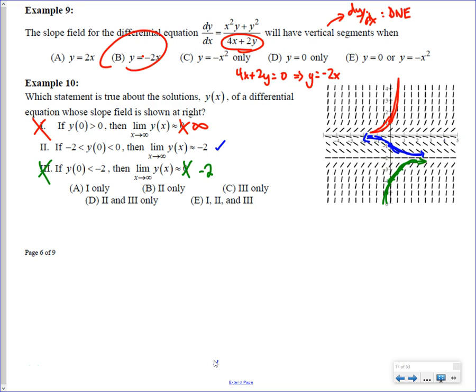Why are you looking at the y values instead of the x values? y of 0 is the same thing as f of 0, which is the y value when x is 0. Got it. You have to think about function notation. They wrote y of 0, which is the same thing as f of 0, not y times 0.